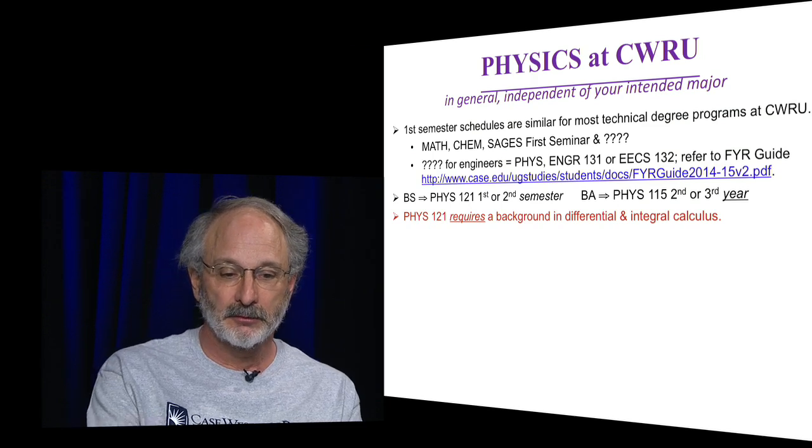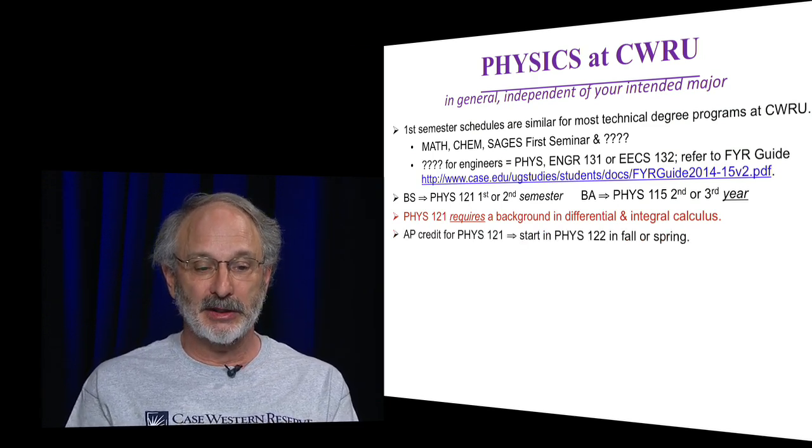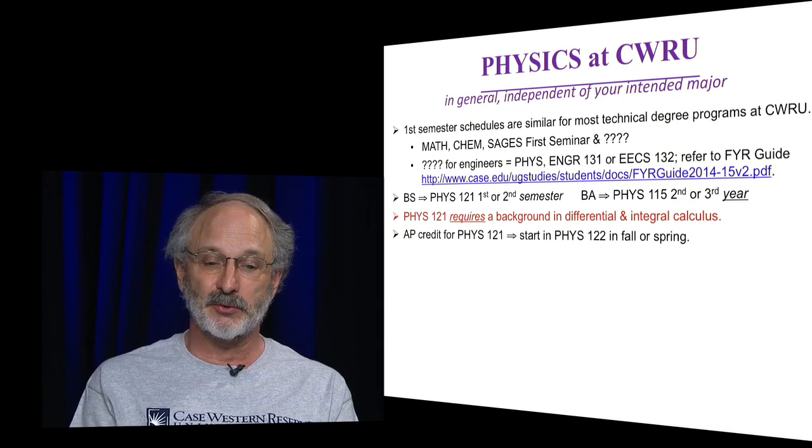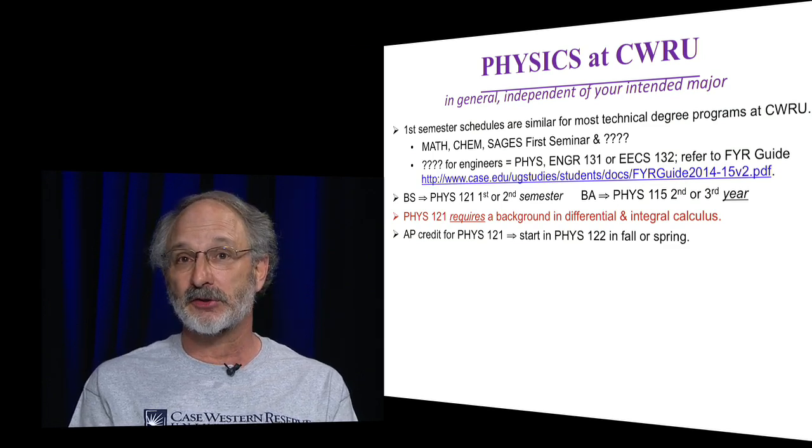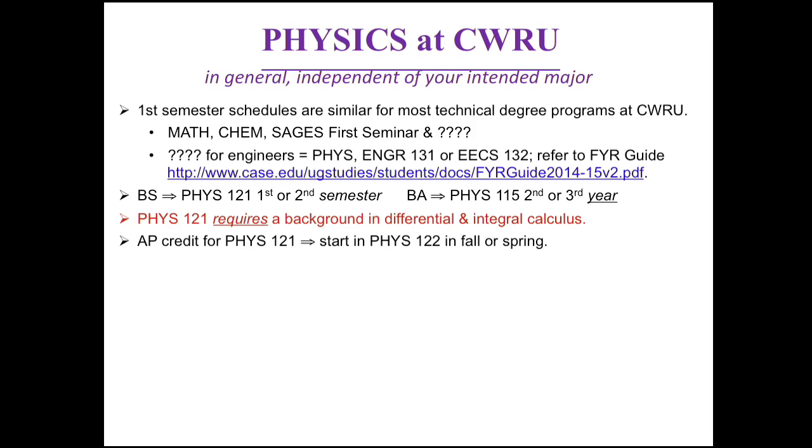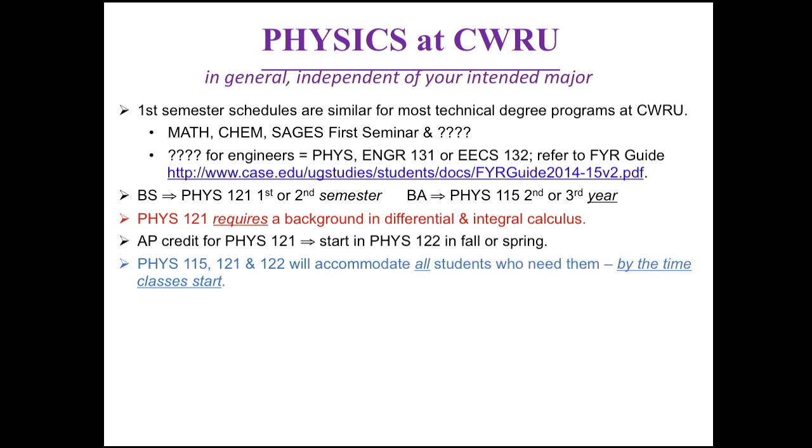Okay? Now, AP credit, I'll say more about that in a moment. But if you have AP credit for Physics 121, you may start Physics 122 in the fall or the spring semester. You could start it immediately, or you could put it off for a semester if you wish. Okay? That's your choice.